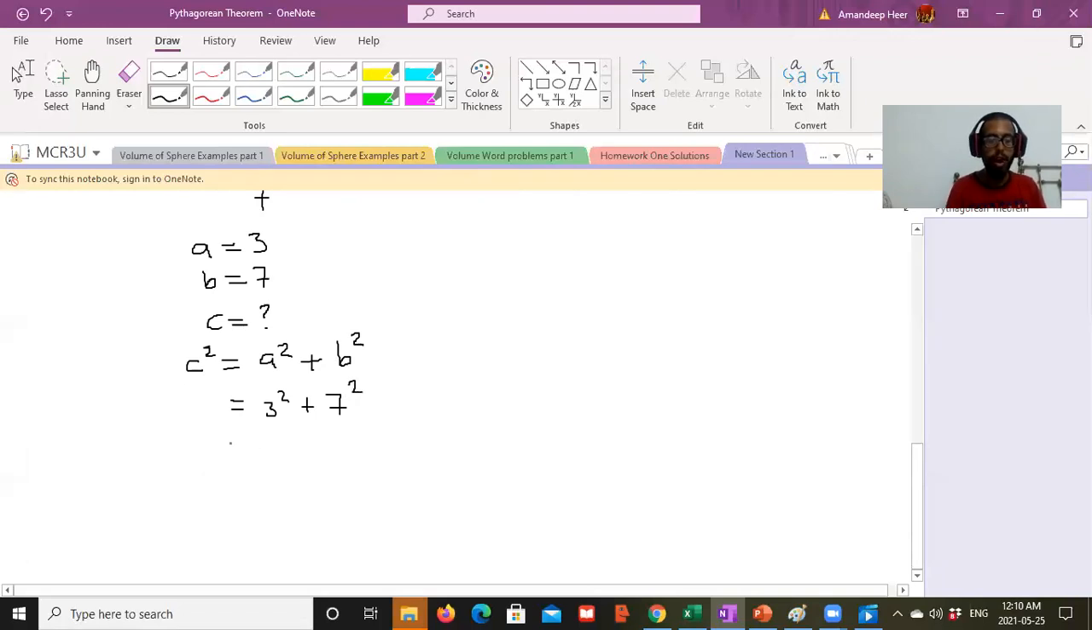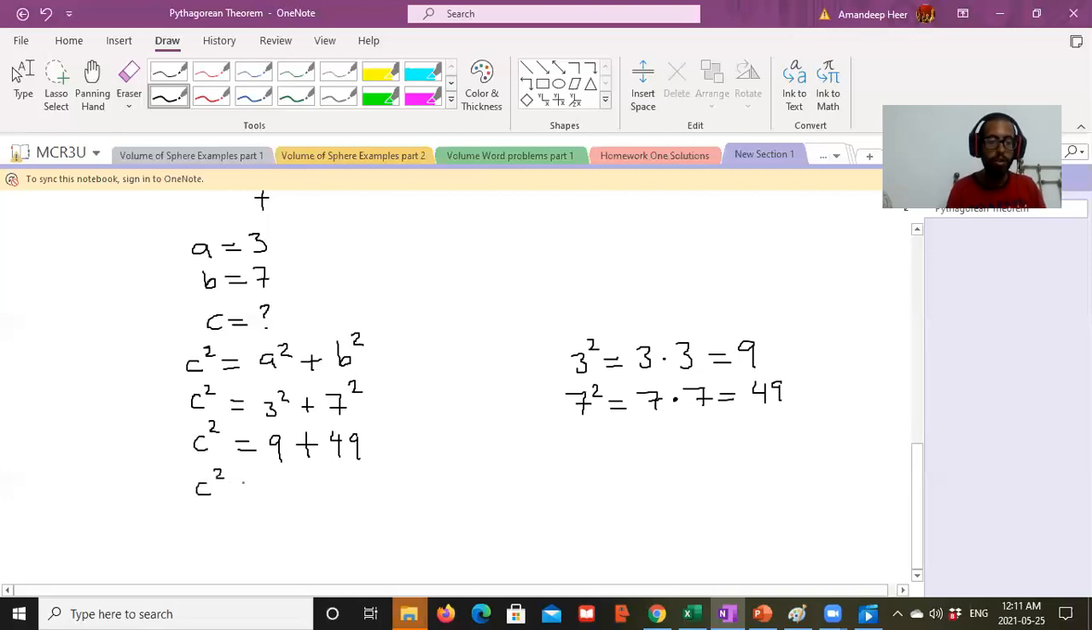Now what is 3 squared? 3 squared is 3 times 3, which is 9. And 7 squared is 7 times 7, which is 49. Don't forget the plus here, and don't forget the C squared. So C squared is equal to 9 plus 49. What's 9 plus 49? It's 58.